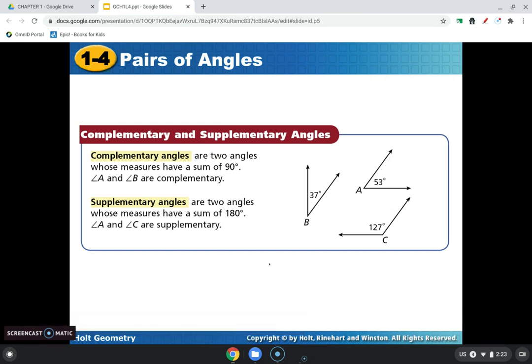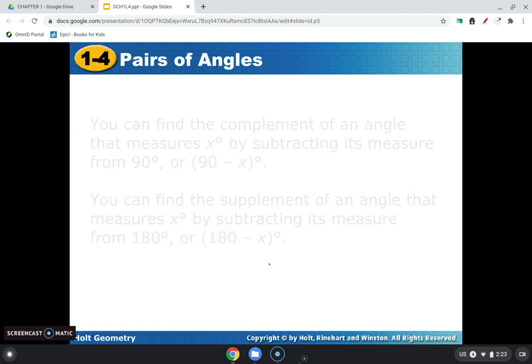All right, complementary and supplementary angles. Complementary angles are two angles whose measures add up to 90. A and B would be considered complementary. 53 plus 37 is 90. Supplementary are two angles whose measures add up to 180. So A and C are supplementary. So complementary 90, supplementary 180.